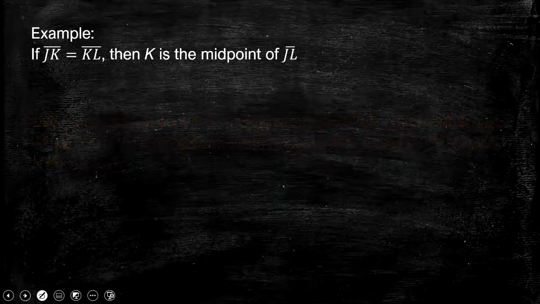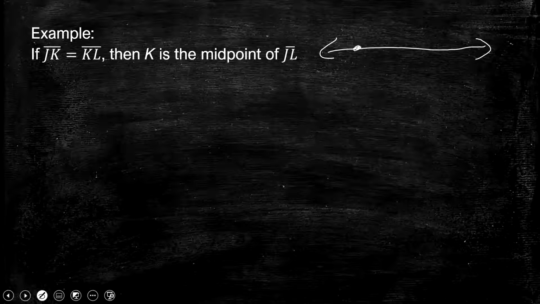Another example in the geometry world is we're told if JK equals KL, then K is the midpoint of JL. We learned that just in that last unit. The midpoint of a line segment makes the two sides of the line segment congruent. So if we kind of drew that in, we have our line segment here. That's J. Here's L. We have K in the middle. Congruent sides. That's what our conjecture is telling us.